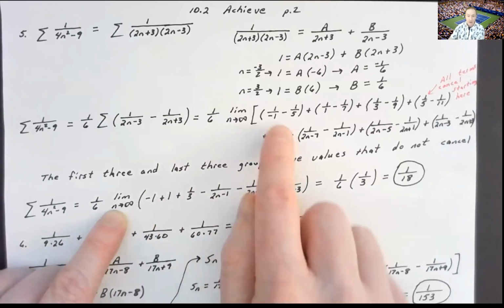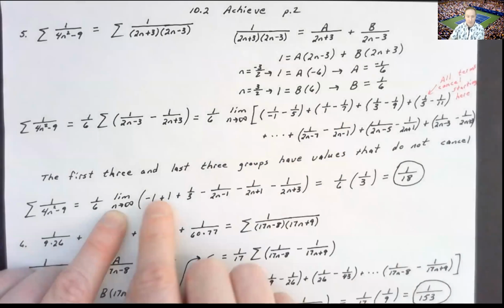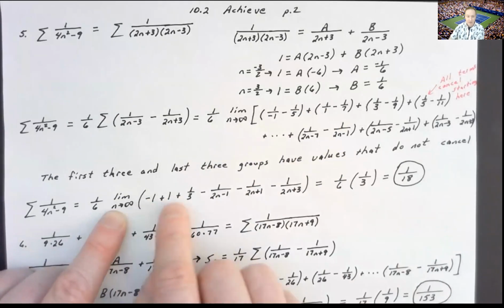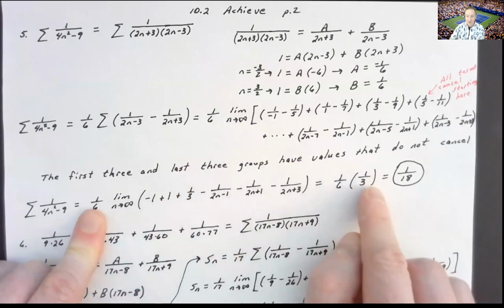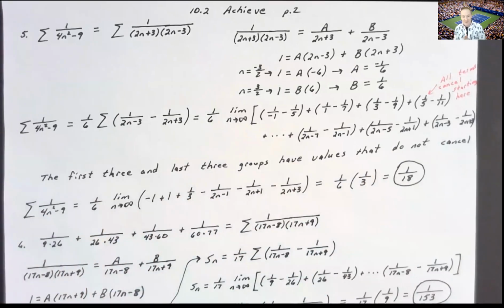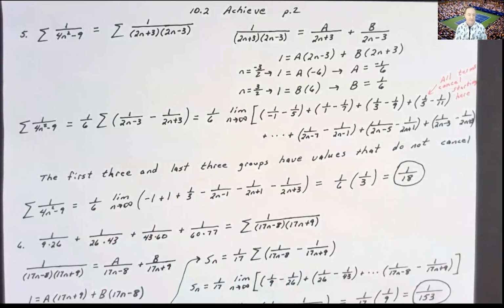So I can say, okay, I'm going to have a -1 plus 1. Those two just cancel each other out. This is all going to simplify to just be 1/6 times 1/3. You get your final answer of 1/18 there. Love that problem. That's gorgeous.